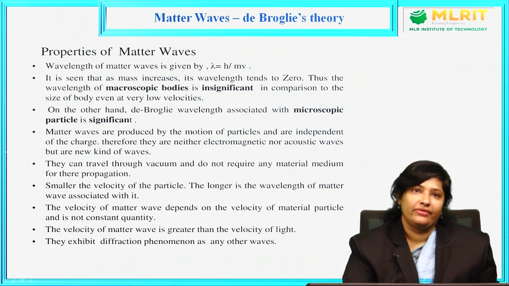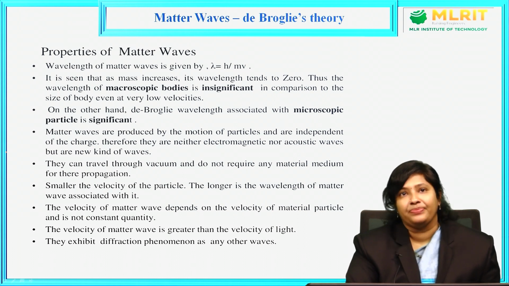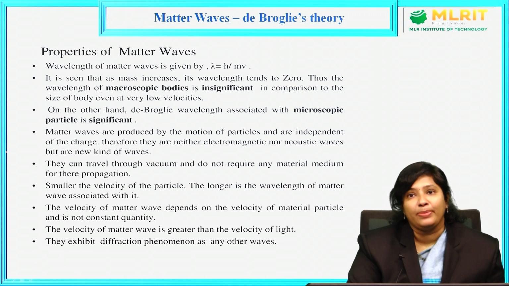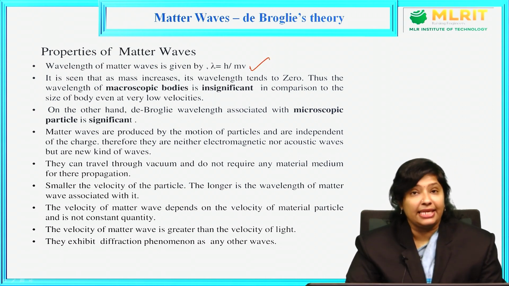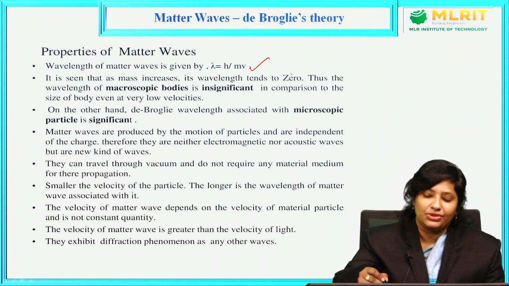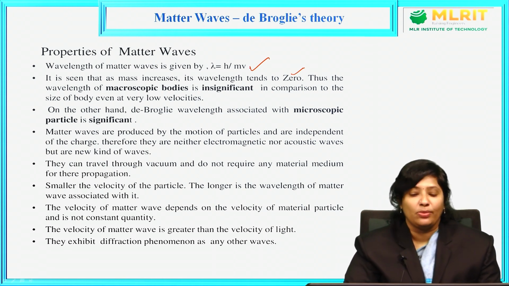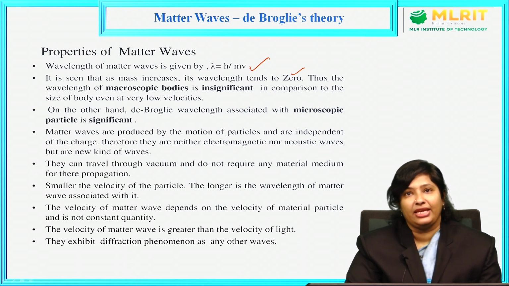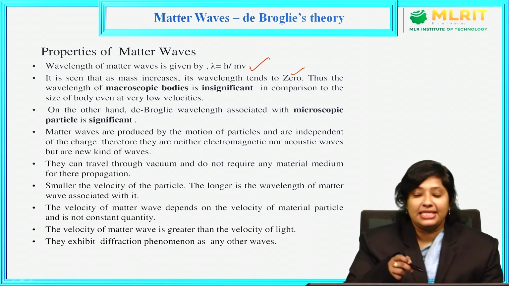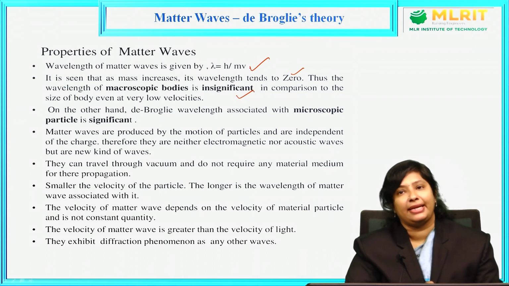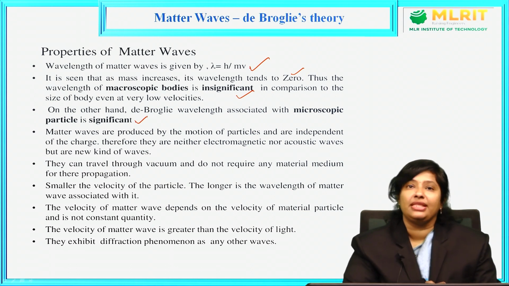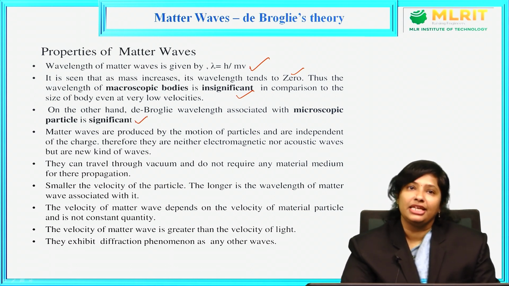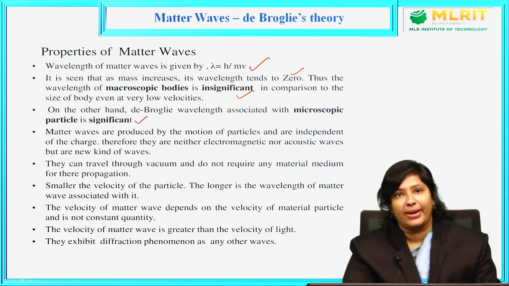Properties of matter waves. According to de Broglie, the wavelength of matter is given by lambda equals h by p, that is equal to h by mv. As mass increases, the wavelength tends to 0 for macroscopic bodies and is insignificant. Thus, the wavelength is insignificant for macroscopic particles, and de Broglie's wavelength is significant for microscopic particles.